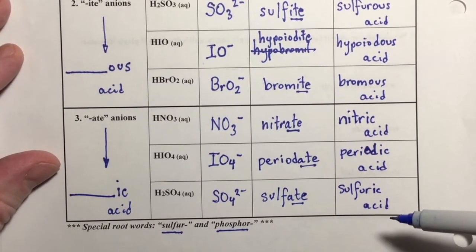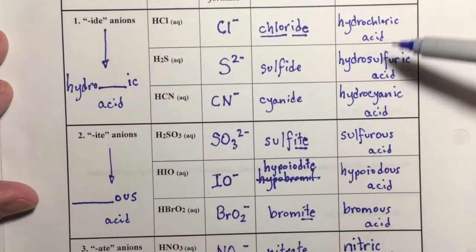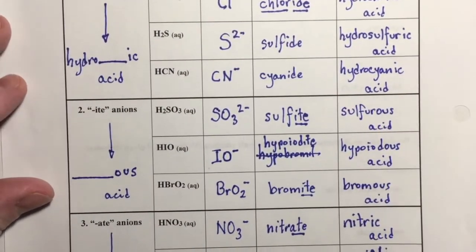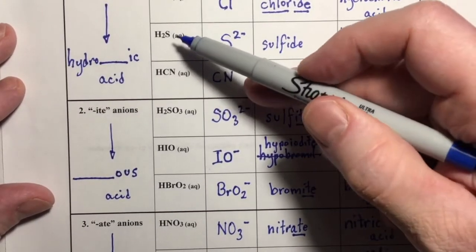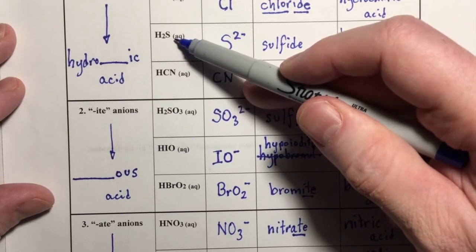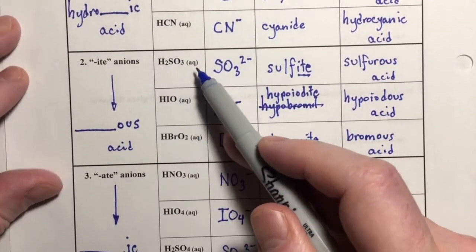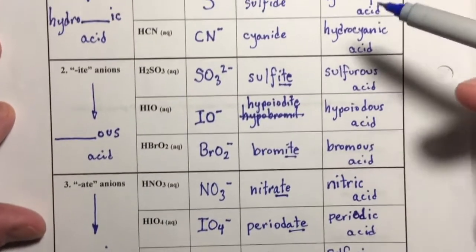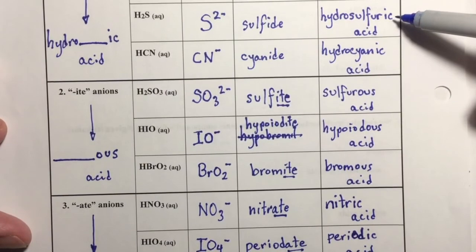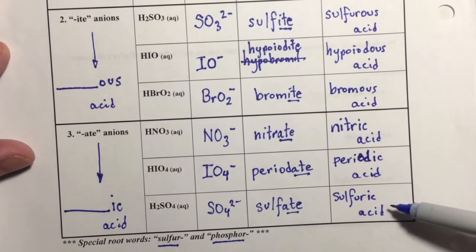Now you may notice that I've given you an example of a sulfur-containing acid in each of these rules, and I did that intentionally so that you can see how we can have acids that have fairly similar formulas: H2S aqueous, H2SO3 aqueous, and H2SO4 aqueous. And they have different names: hydrosulfuric acid, sulfurous acid, and sulfuric acid.